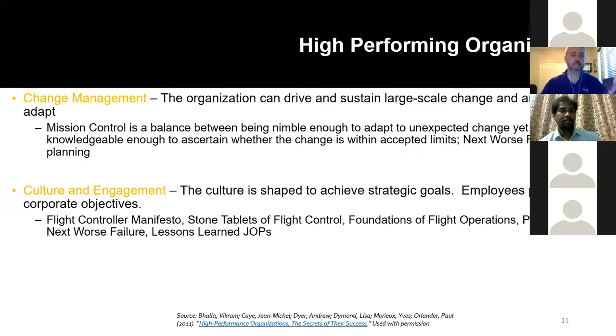And that jumps down to the next part, is culture and how we are actively engaged in our culture. We don't let it just shape itself. We don't let it just see what happens. We actively nurture our culture, and we have a lot of lessons learned over the last 60 years, and we tweak them as we go because we have to adapt. But we call them the stone tablets of flight control, the foundations of flight operations, plan, train, fly that we talked about, doing lessons learned. All of those are part of our culture, and we're constantly engaged in that culture.